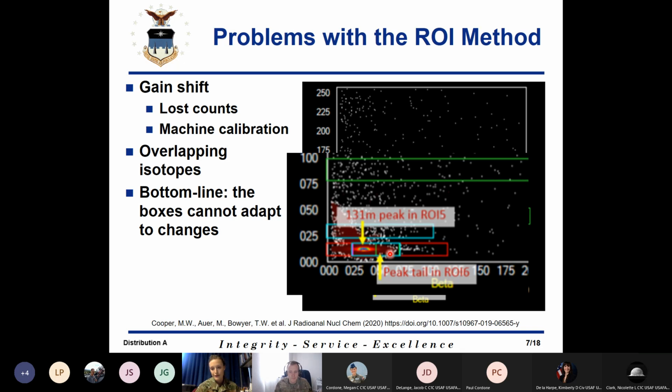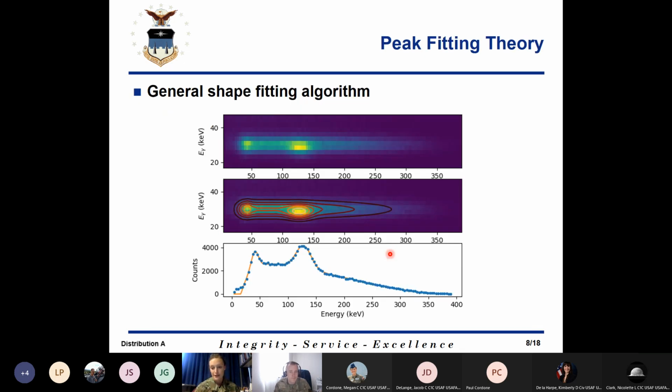So bottom line, how are we going to fix this? We're trying to make an algorithm that's more flexible, can actually change and understand and read the different isotopes better than ROI. And that brings us to peak fitting. Peak fitting is a general shape fitting algorithm, and you take just a spectra in the top left. Spectra up here, and then you're using shapes that already exist, different probability distribution functions, and you're doing a 2D fit using almost contour lines over the spectra to make it a little more unique rather than just slapping on a rectangle.